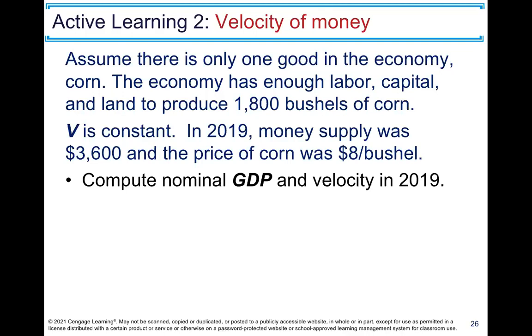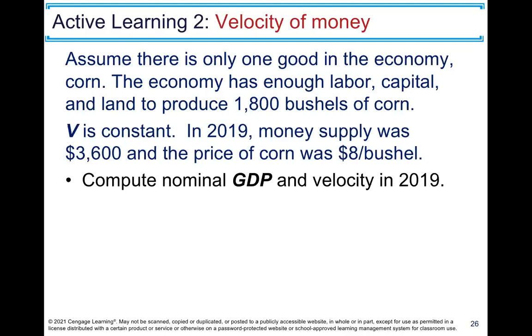So we're assuming that there's only one good in the economy, corn. The economy has enough labor, capital, and land to produce 1,800 bushels of corn. Okay, V is constant. In 2019, money supply was 3,600, and the price of corn was $8 a bushel.